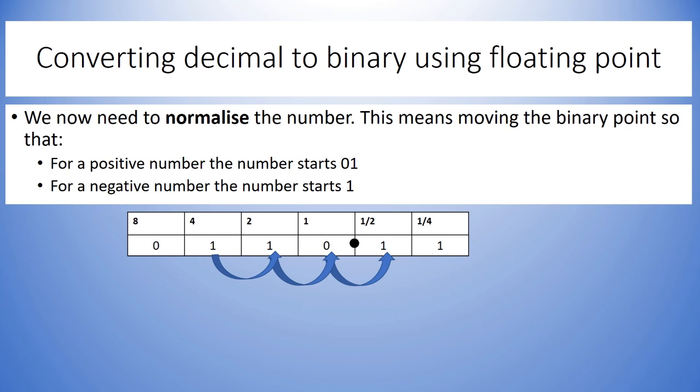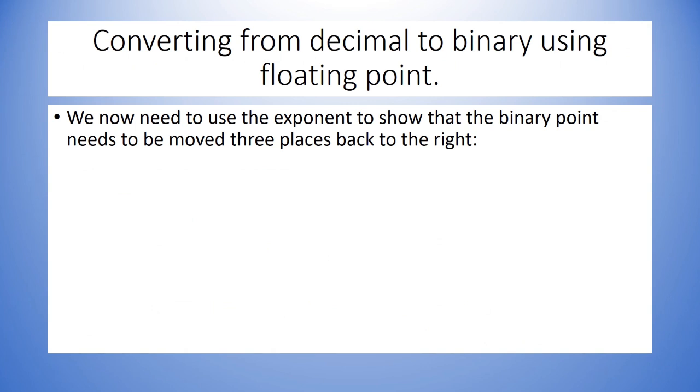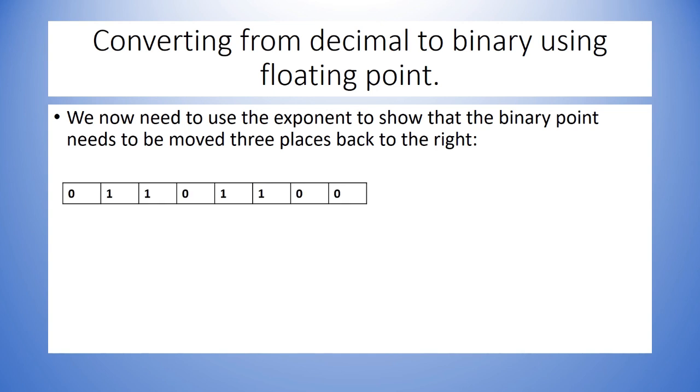Either way, you're going to have 0.11011000. It doesn't matter which way you do it, you can move the decimal point 3 places to the left, or the ones 3 places to the right. They're both going to be right. So we need an exponent to show us 3 places to the right. That's our mantissa.